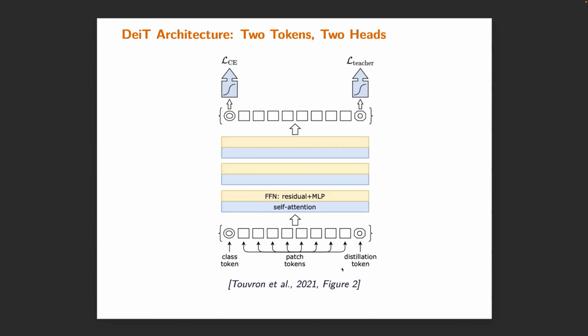So here is a schematic from the paper. You see the class token and the distillation token. And here we have two losses. One loss is looking at the transformed class token and doing the classification based on the real data. And the other loss is to predict the prediction of the teacher. And once we deploy the model, we only look at the real prediction of the model.